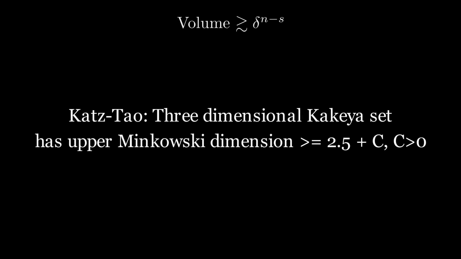And that contradicts what delta tubes are. The Wolff axiom proves a special compressed upper limit that keeps the minimal dimension from being too low. With the information in the Wolff axiom and the definition of Minkowski dimension, we get a lower bound of 2.5 for the three-dimensional Kakeya set. And that's a big achievement. But 2.5 is not the result we want, right? Although it's quite a breakthrough.